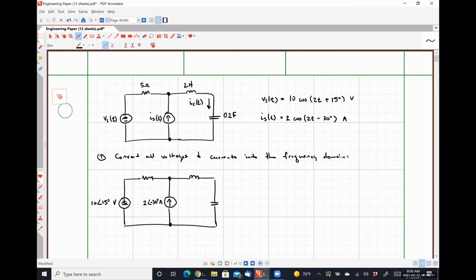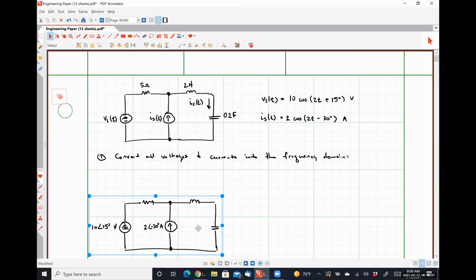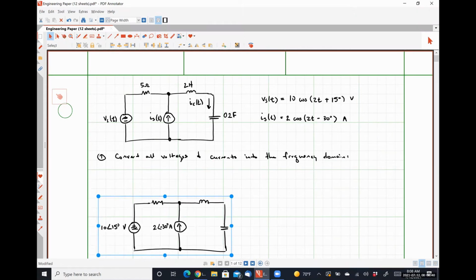For this particular problem, I gave you both things as a cosine function, so there was no need to convert. But if I had, say, made our current Is as 2 sine 2t minus 30 degrees, we would have had to convert that sine to a cosine first, and then gotten the phasor representation from that. All right, so our second step is going to be to convert all of our resistances, capacitances, and inductances to impedances.